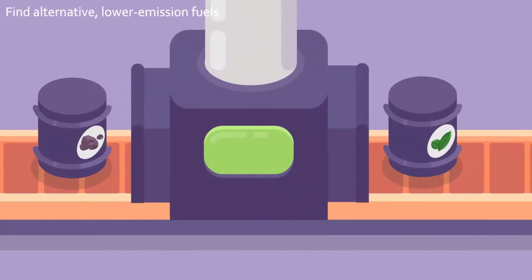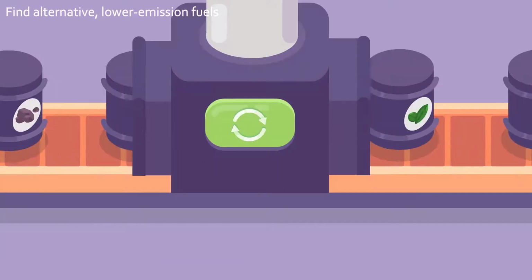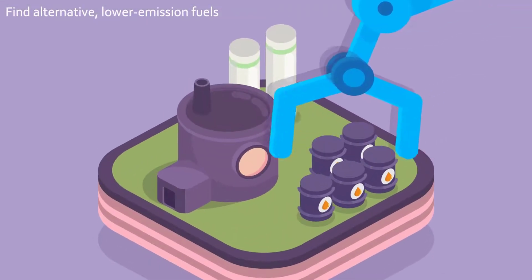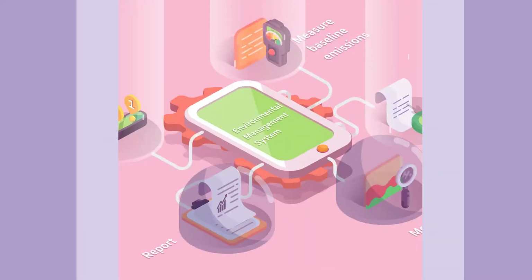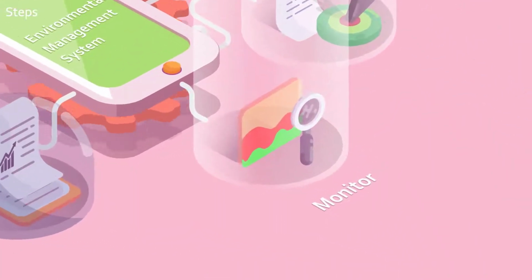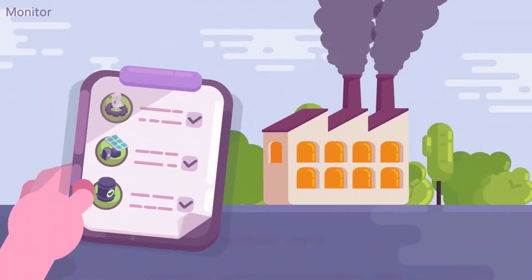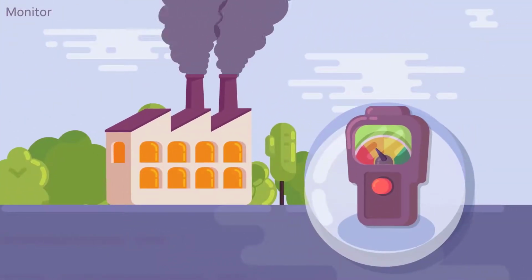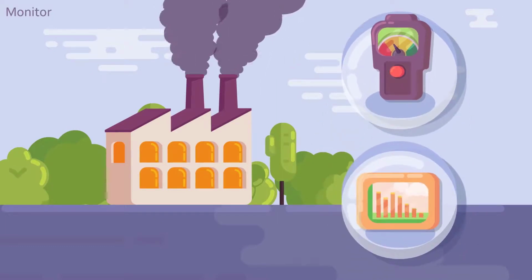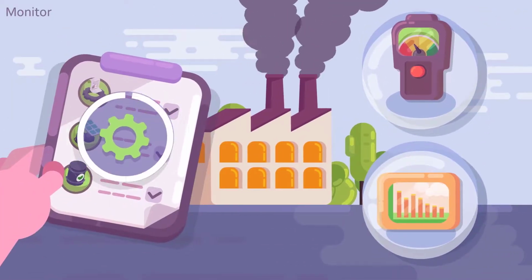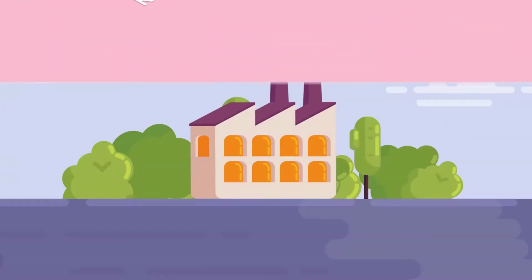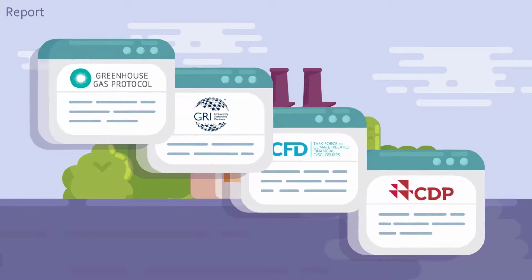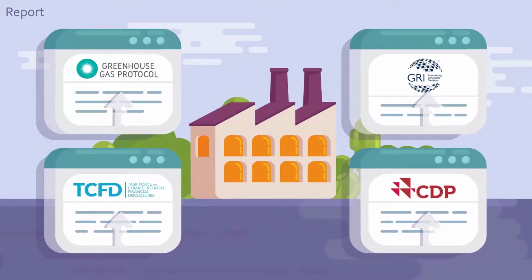One basic improvement can be to switch to a lower emission fuel. In our case of the furnace, it could be changed over to run on natural gas instead of oil. With your measures in place, monitor annual greenhouse gas emissions. Evaluate your progress in meeting your targets and adjust your program accordingly. Finally, publicly report the results using an internationally recognized GHG reporting framework.